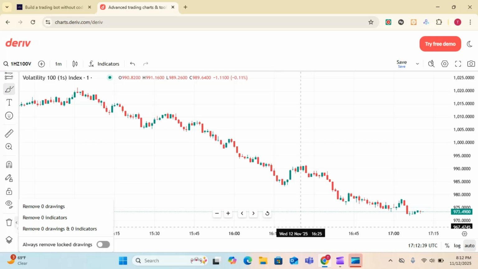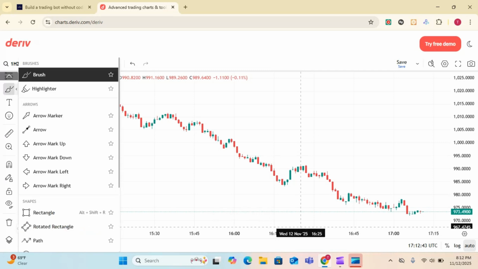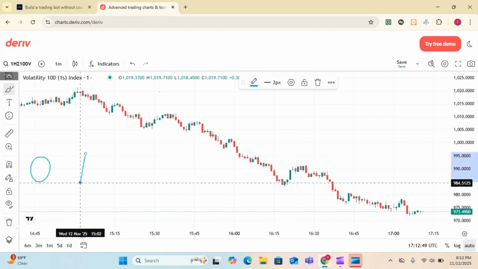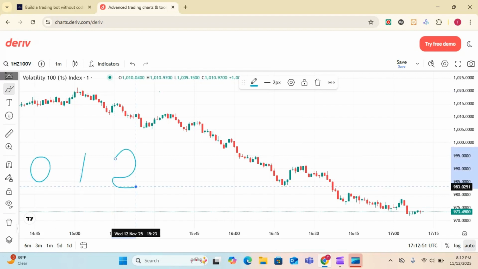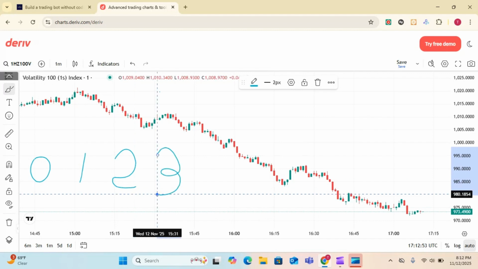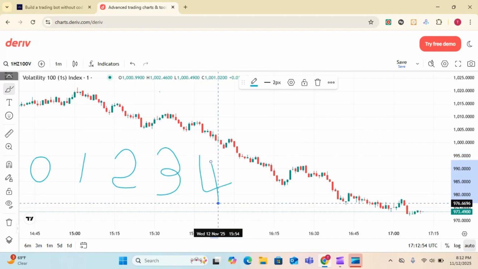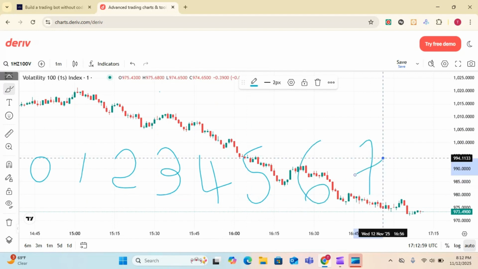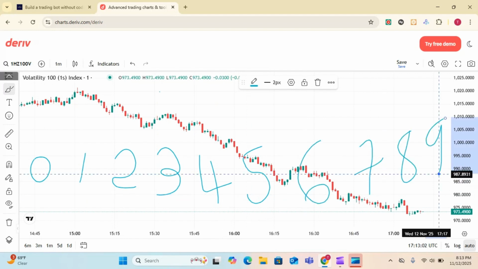The even odd strategy. So the first thing is we need to know how many evens and how many odds are usually found on the Deriv. When we count, we normally have digit 0, 1, 2, 3, 4, 5, 6, 7, 8 and 9. So those are the digits we normally trade.